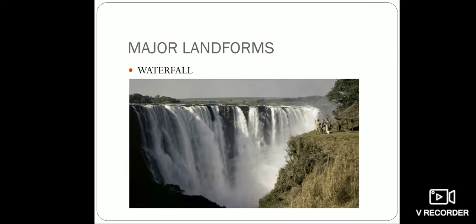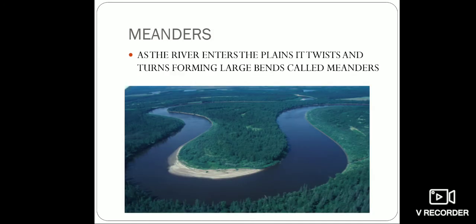Now we are going to study various landforms. First one is the waterfall. Waterfall is basically the sudden interruption over the channel of a river, and the river falls from a certain height. That structure is known as a waterfall. As you can see in the picture also, there is a sudden interruption in the channel of the river and the water is falling over a certain height. That landform produced is known as a waterfall.